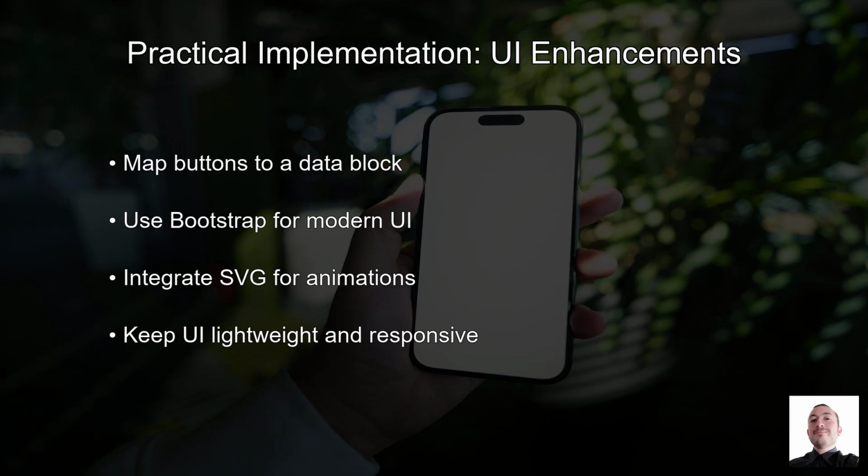Now, let's delve into enhancing your user interface without compromising performance. You've already noticed that directly linking buttons to inputs can cause sluggish responses. Instead, map your buttons to a data block. This reduces the load on your system and speeds up state changes. Consider integrating a modern framework like Bootstrap to give your UI a contemporary look. It's lightweight and won't bog down your system. If you're thinking about animations, SVG is your friend. It's scalable and efficient. Remember, the key is to keep your UI responsive by offloading heavy tasks to the back end. This way, your front end remains sleek and fast.